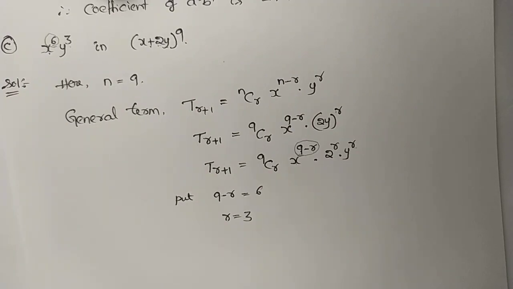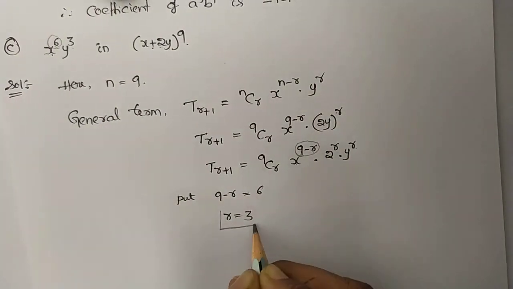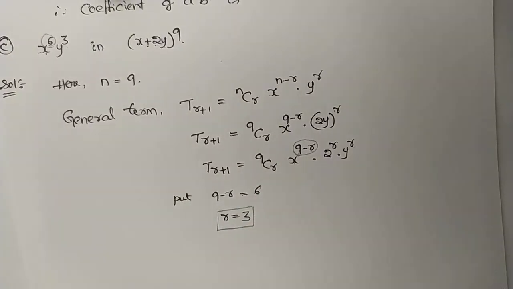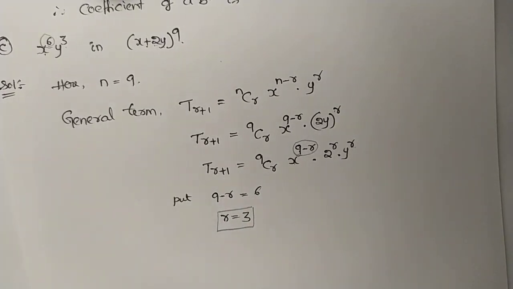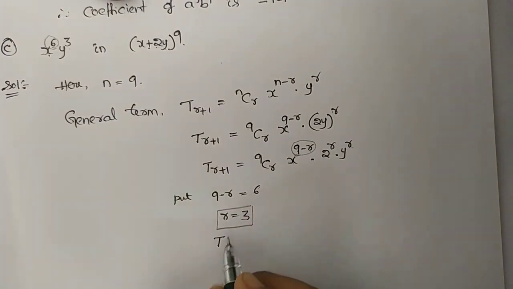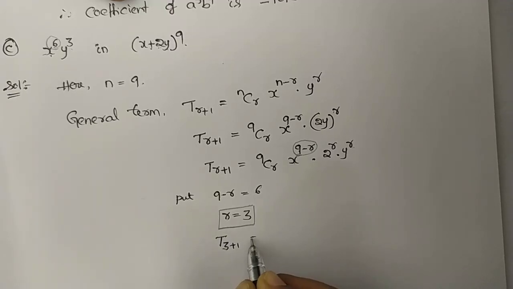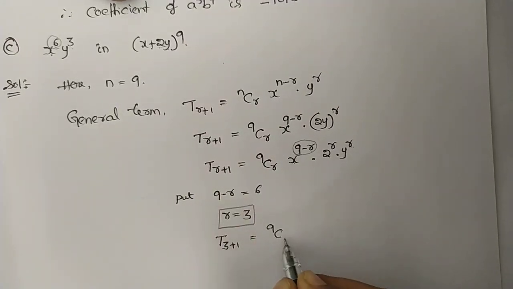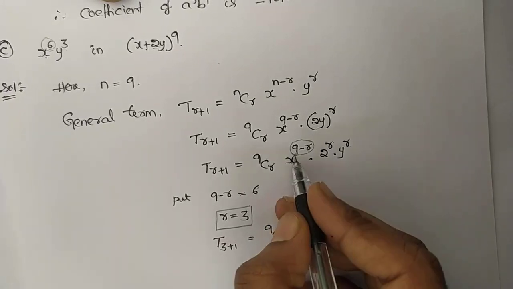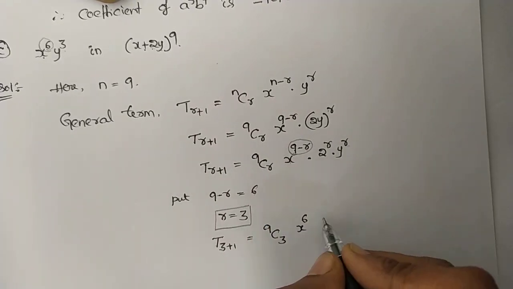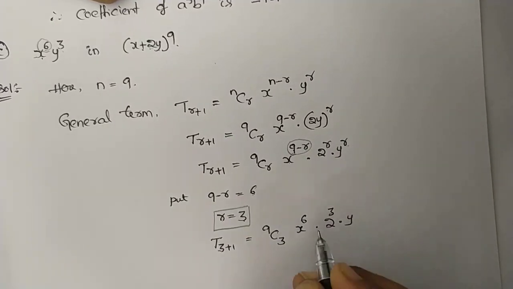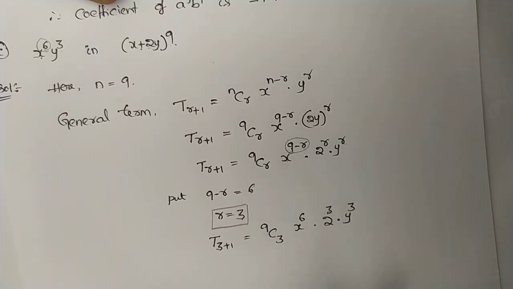Now you just substitute this r equals 3 in the general term. Then finally we will get the required coefficient. So in place of r we have 3. T 3 plus 1 equals 9Cr, 9C3 x power 9 minus r, that is 6, into 2 power r, r value is 3, so 2 cube, into y power r, that is y cube.